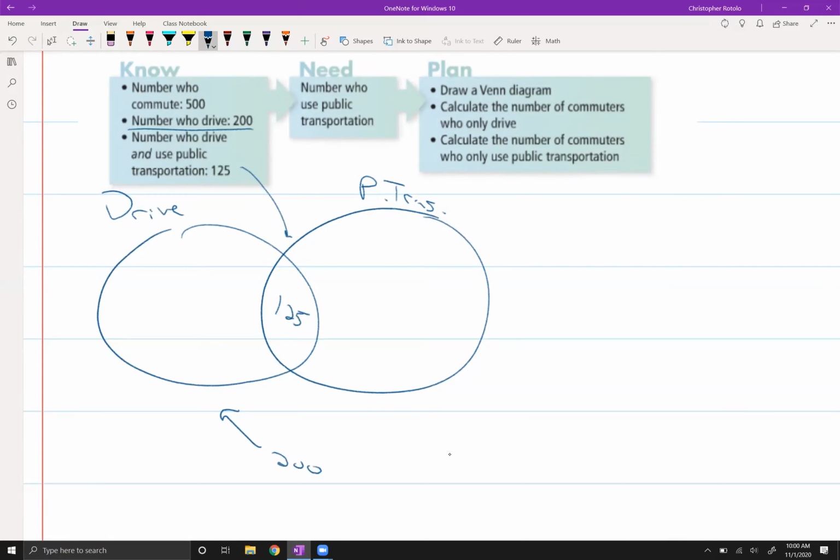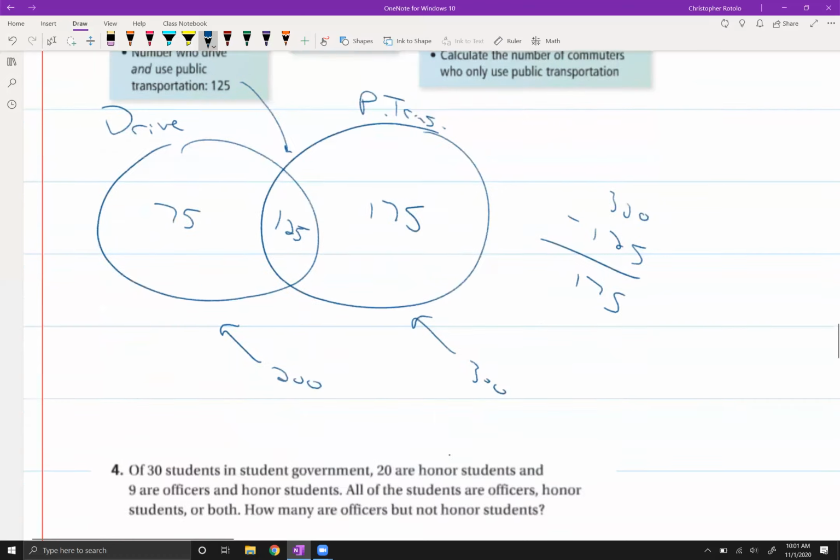All right, so we'll do some basic math. So if this entire circle for drive has to be 200, but I take away 125, that means this is 75. Now the other part is that this circle over here, if that circle is 200, this one has to be 300 because the grand total is 500. So I need 300 minus 125, that's 175. So I have 175 people that only use public transportation. So we have to do some logical thought process to get through these.